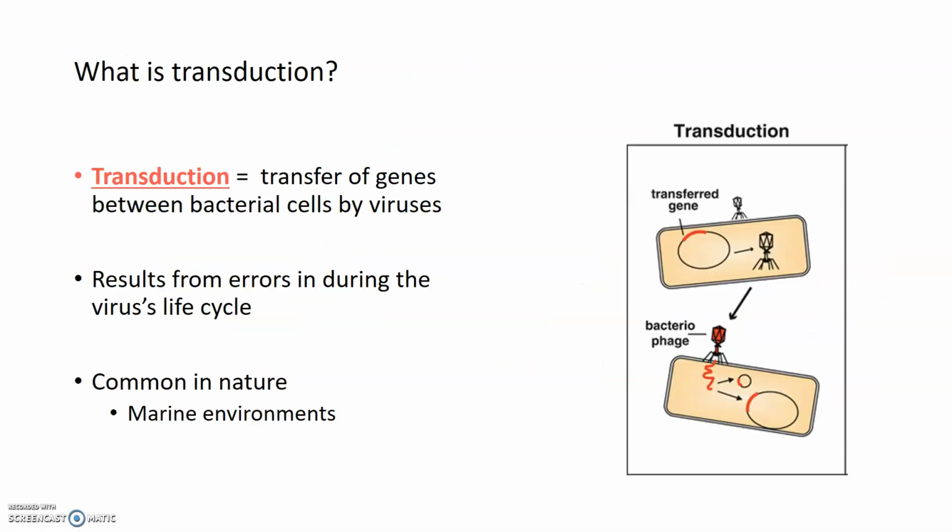And transduction is simply the transfer of genetic material between two bacterial cells by a virus. And so we use this virus as a transfer mechanism to take a gene from a donor bacterium and then transfer it into a recipient. And transduction typically results from an error that happens during the virus's life cycle. And transduction is common in nature. It's particularly common in aquatic or marine environments, where the amount of viruses available to transfer genes between two bacteria is quite high.